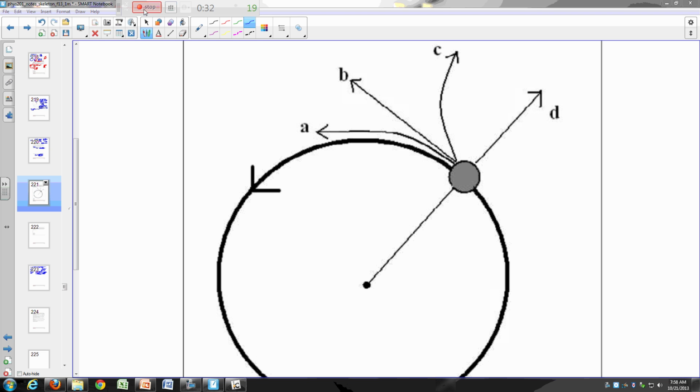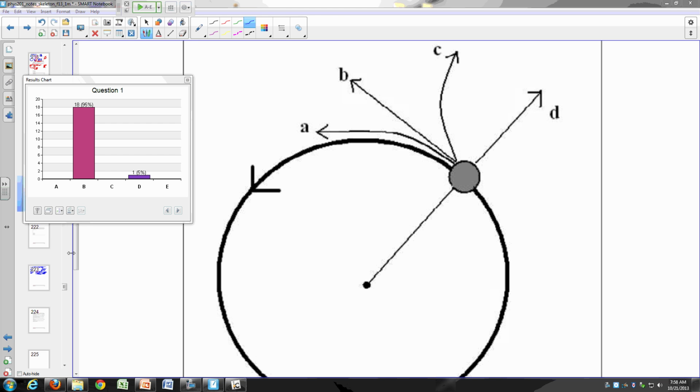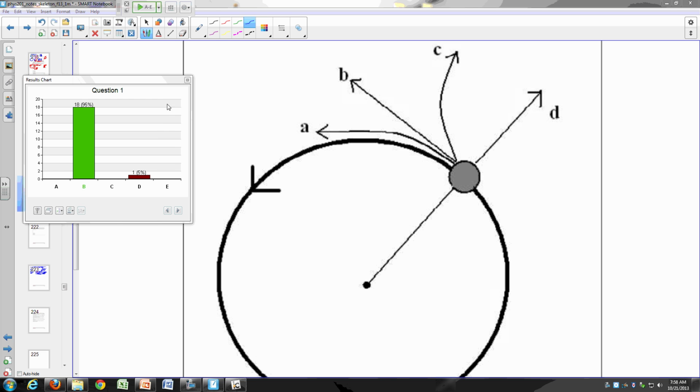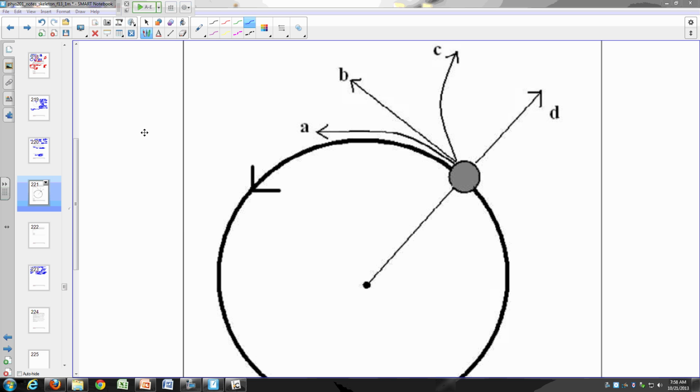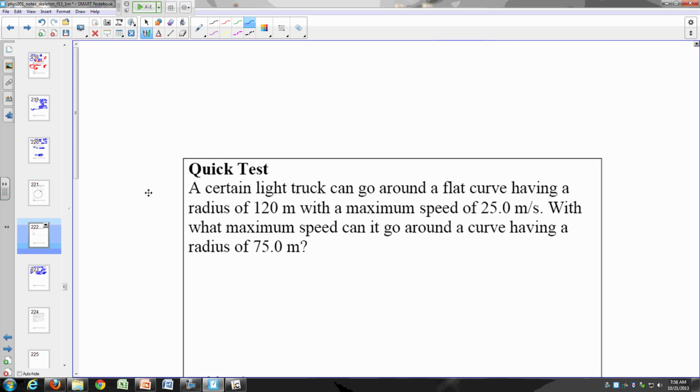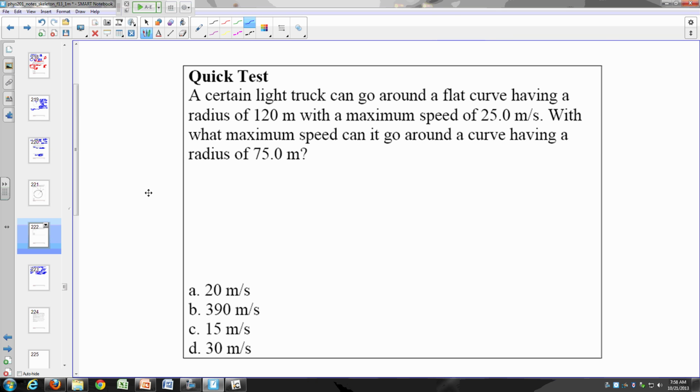All right, I'll stop at 35. Okay, very good. B is the right answer. And I think there's one more. This is a little more complicated. I have a truck that can go around a flat curve with a radius of 120 meters. There's a maximum speed. With what maximum speed can it go around a curve having a radius of 75 meters?